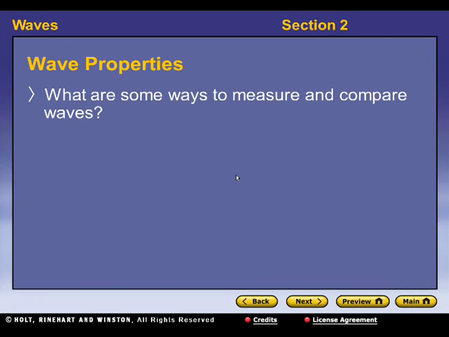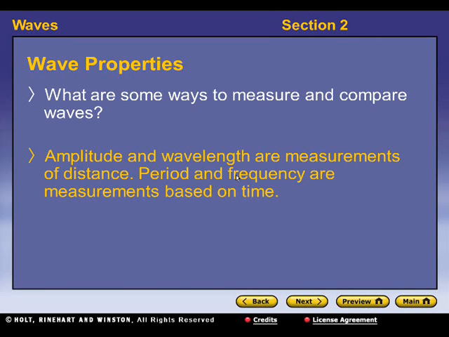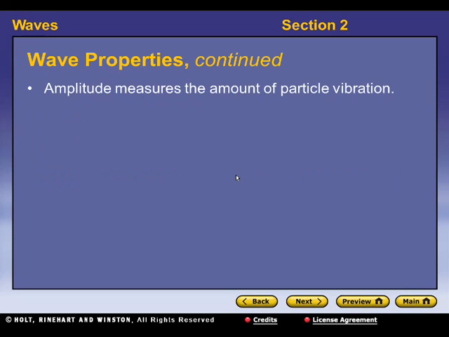So, let's get right to it. What are some ways to measure and compare waves? Amplitude and wavelength are measures of distance. Period and frequency are measurements based on time. So those are four things that we're going to measure: amplitude, wavelength, period, and frequency.